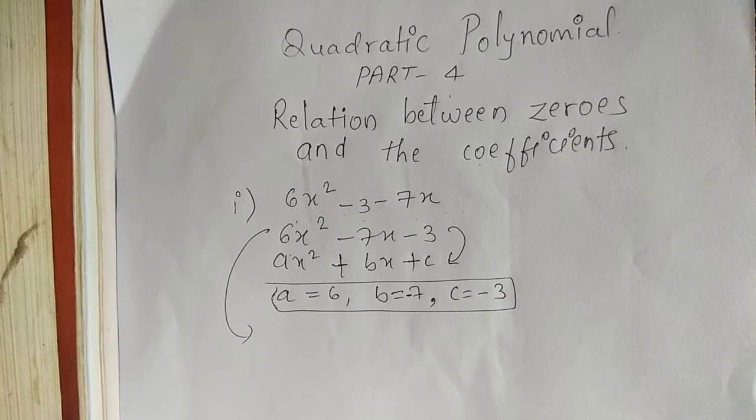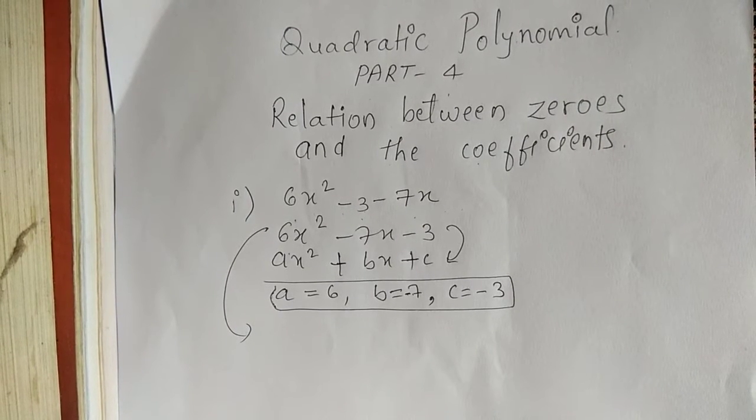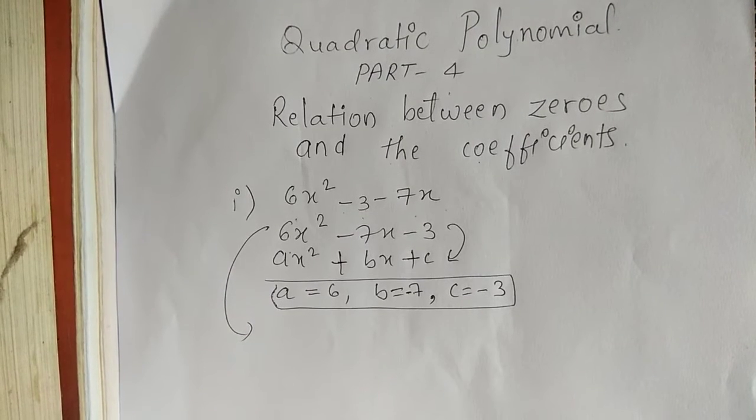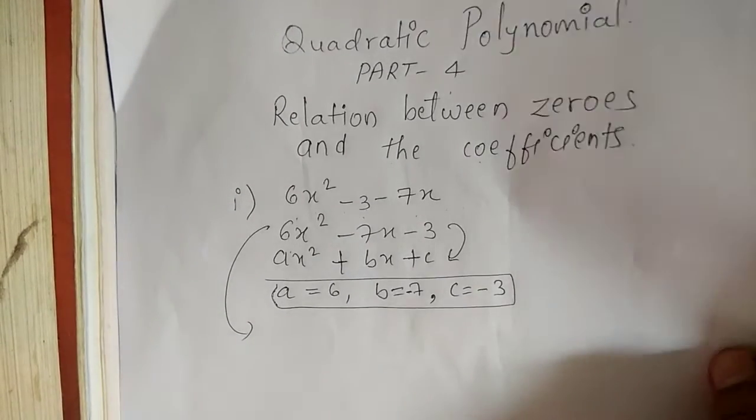This video is part 4 of the video made on quadratic polynomial. In this video, I will teach you how to find the relation between zeros and the coefficients of the quadratic polynomial. For that I have taken one example, 6x square minus 3 minus 7x.